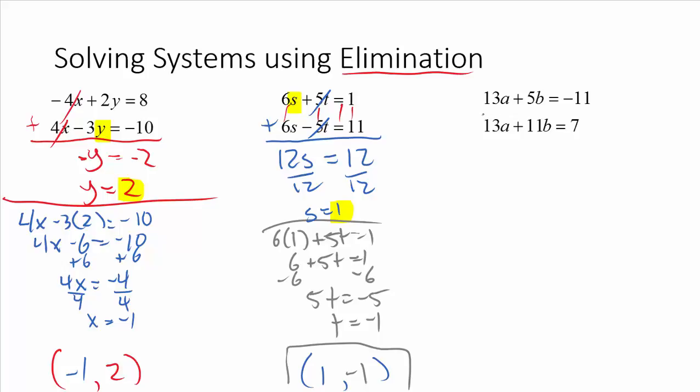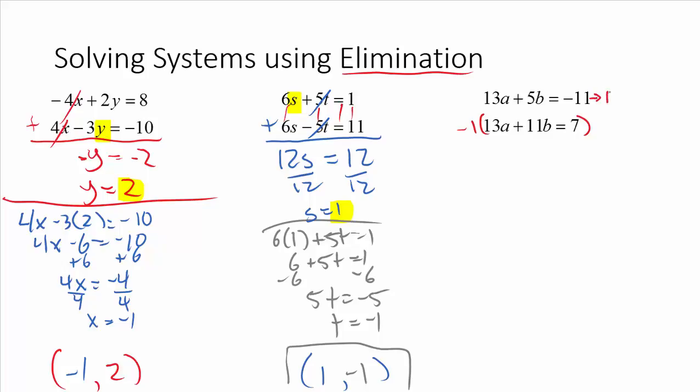So here's what I'm going to do. I'm going to multiply this bottom equation by -1. Okay, I'm going to distribute a -1 into everything. What's going to happen then is that 13a will be -13a when I'm done, and then when I add them, they should be evil twins, and the a's will cancel.